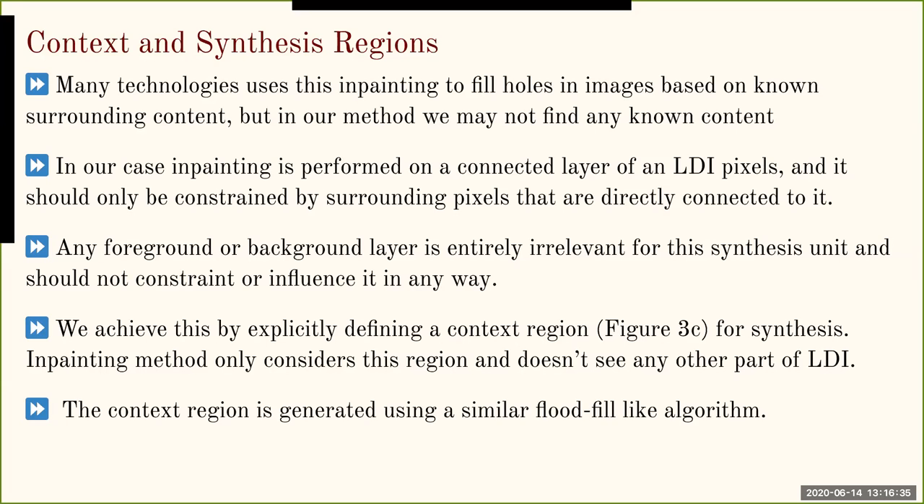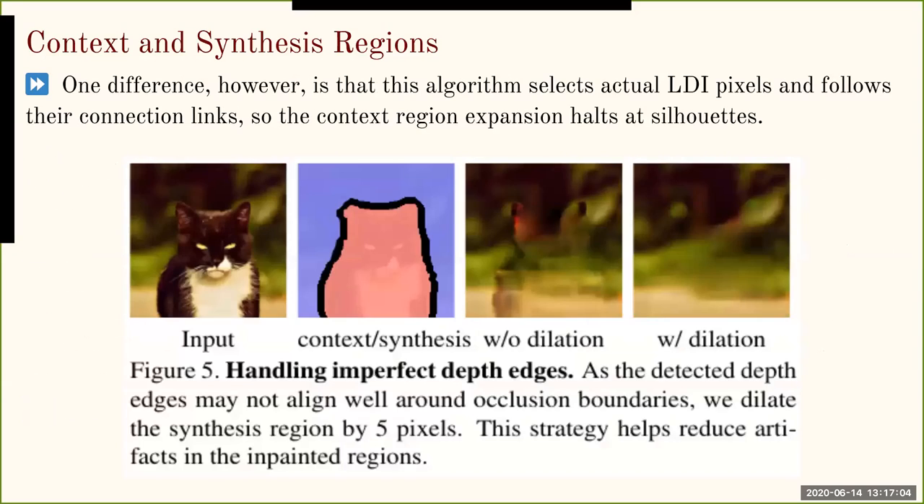The previous LDI algorithms use some posterior probability and surrounding regions to give a depth map, but our algorithm is superior in the sense that it doesn't get affected by the surrounding pixels. So we achieve this by explicitly defining a context region for synthesis. The inpainting method only considers this region and doesn't see any other part of the LDI. The context region is generated using a similar flood fill-like algorithm, which I have described before.